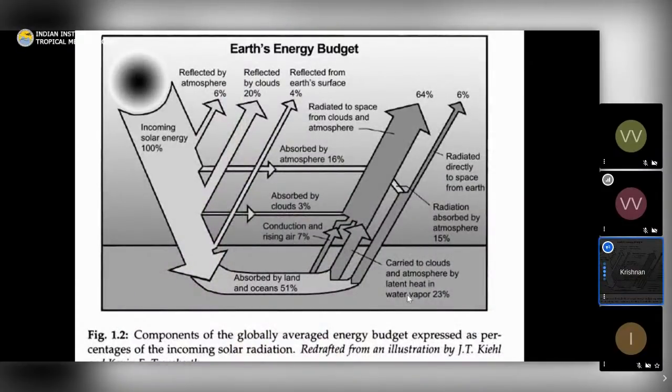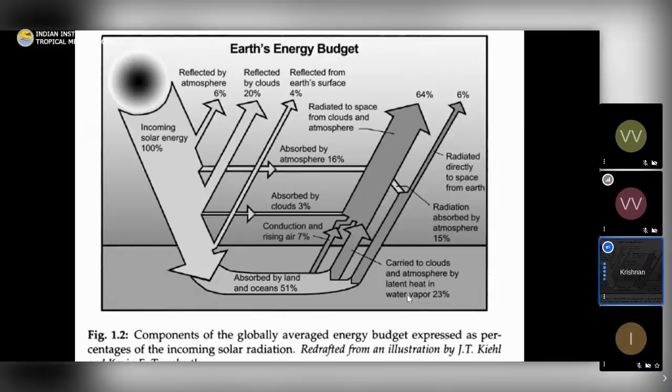And when we look at the global mean energy budget of the planet, how much is incoming and outgoing, there is always a balance. So you have 100% incoming radiation, 30% reflected: basically 6% by the atmosphere, 20% by clouds, and 4% by the Earth surface.